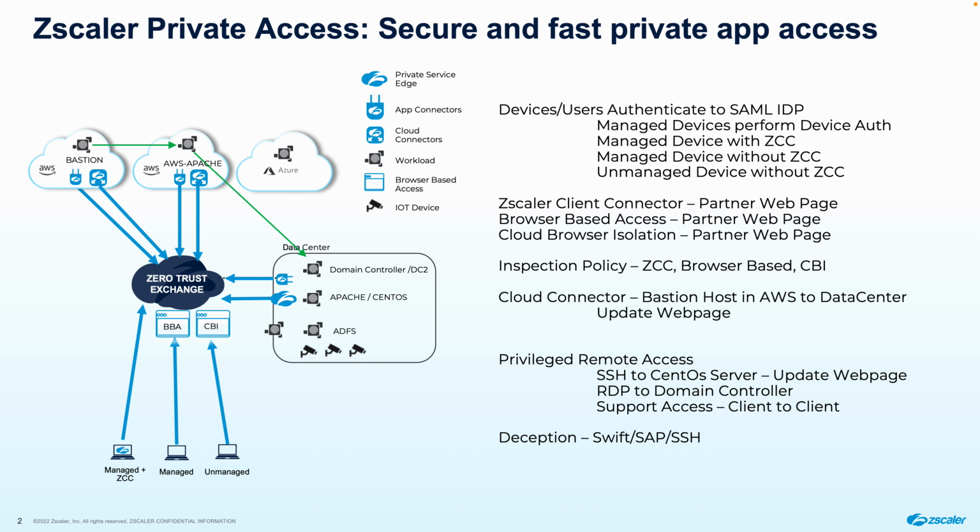In the data center, I've also got a private service edge. That's going to provide me really good connectivity for the user, the client connector user, as they come into the office. They're going to still get their zero trust policy applied. And then in the AWS environment, I've also got a cloud connector, which is going to provide me cloud to cloud or cloud to data center connectivity.